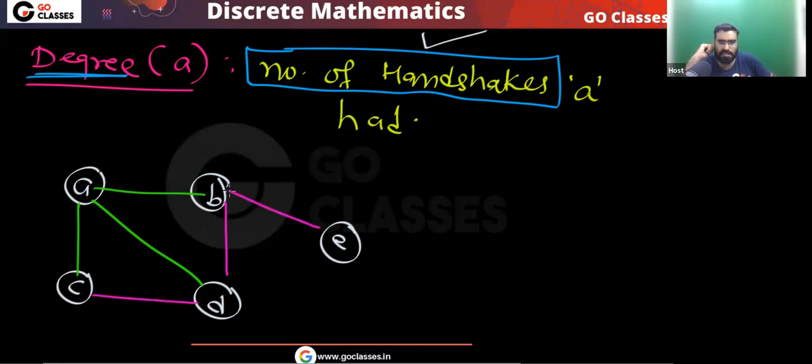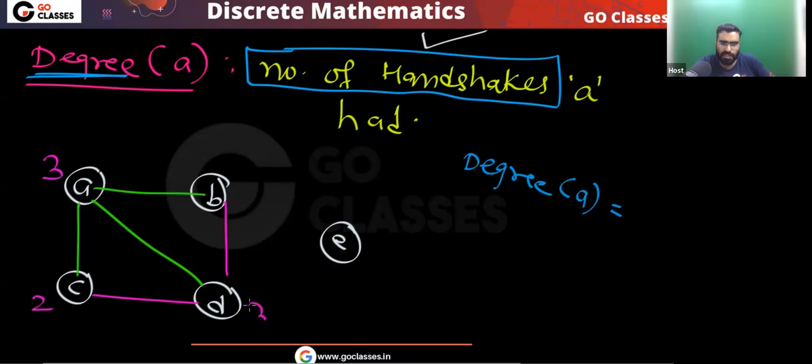This is handshaking, something like this. Okay, let's assume this is the scenario. Now tell me, how many handshakes is A having? What is the degree of A? Degree of A means how many handshakes A has. Handshakes of A, that is 3. Handshakes of C, 2. Handshakes of D, 3. Handshakes of B, 2. Handshakes of E, 0.